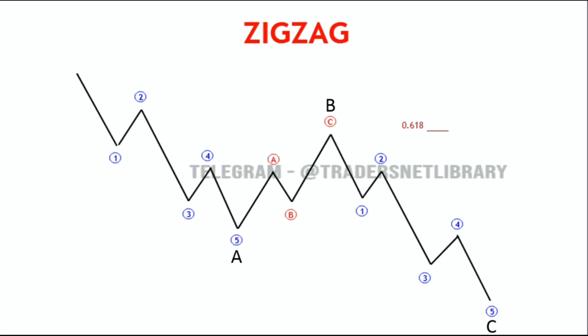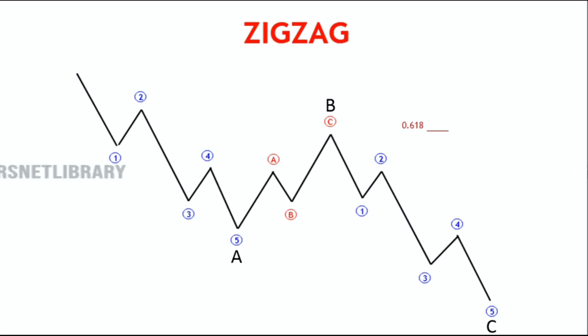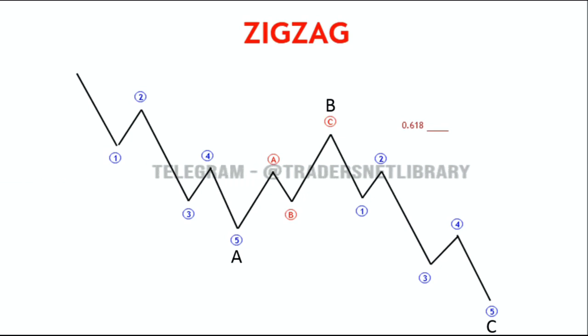One of the trading strategies on the zigzag correction pattern is the break of the trend line drawn from point 0 to 2. Types of zigzag pattern. 1. Normal zigzag pattern. In this case, wave C is between 61.8% and 161.8% of wave A.